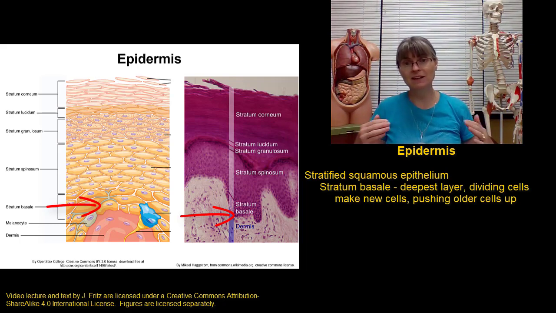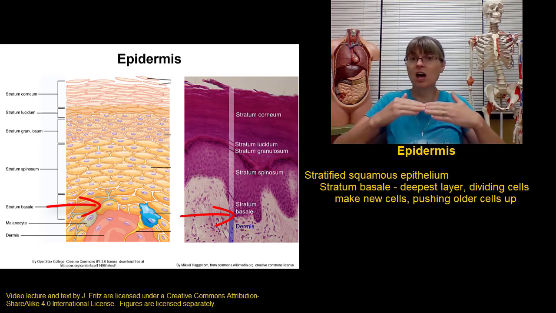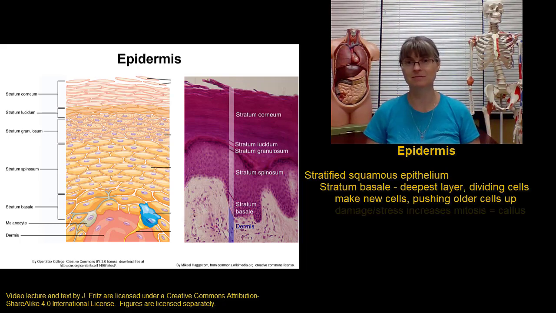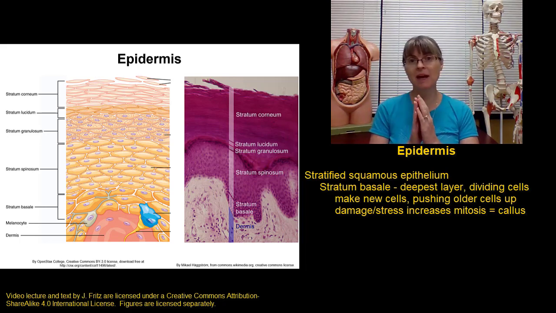As the cells of the stratum basale divide, they push the older cells upward toward the surface of the skin. Any sort of damage to the skin or repetitive stress to the skin stimulates more cell division. So the more you use a certain patch of skin, the more cells will divide, and the thicker the skin gets in that area. That's how people can form calluses. If you do a lot of work with your hands, the area of the skin that's constantly under stress will have cells in the stratum basale that divide more frequently to replace those cells, and the skin in that area gets thicker and forms a callus.